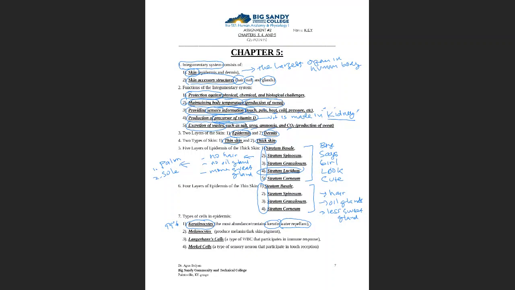The second one is called melanocyte. It is called melanocyte because it produces melanin, which is dark skin pigment. The next one is Langerhans cell, and this is actually white blood cell that stay in the skin. Therefore, it is protect us against disease. The last one is Merkel cell. This is a type of sensory cell. So therefore, it helps us to sense, especially sensing touch sensation.